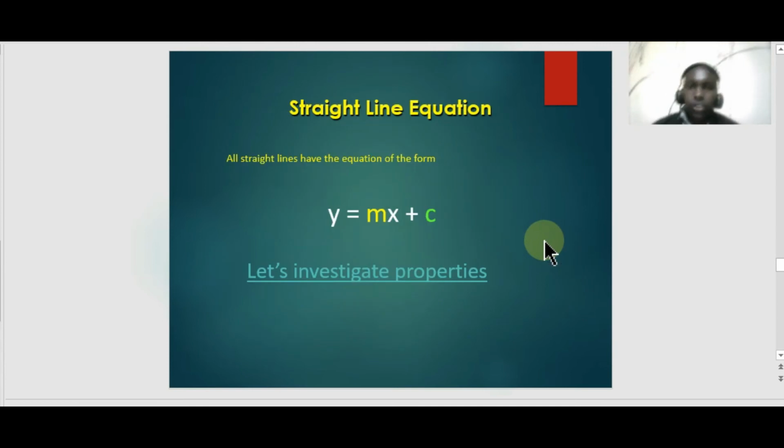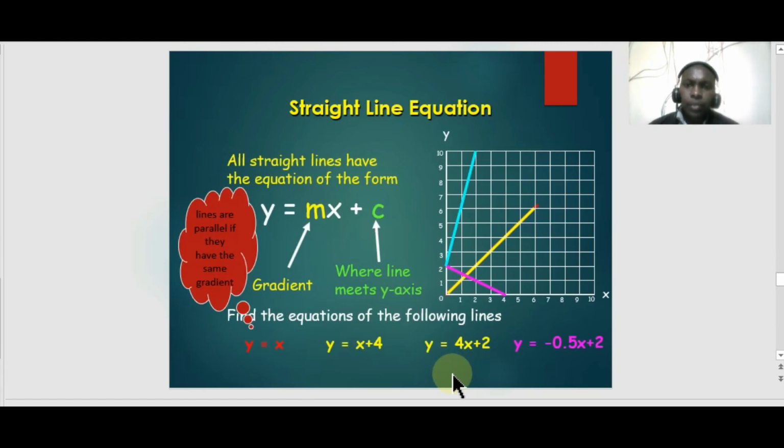The other thing that you need to look at is the general format of any equation of a straight line, which is given by y equals mx plus c. This is the general format of any equation of a straight line. Let's investigate the properties. Very important thing to know in this line: m is the gradient, and c is the y-intercept, or where the line meets the y-axis.